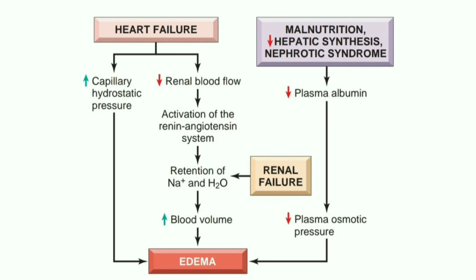In malnutrition, hepatic failure and nephrotic syndrome, there is decreased albumin content, so plasma osmotic pressure decreases as albumin is the main source of plasma osmotic pressure.